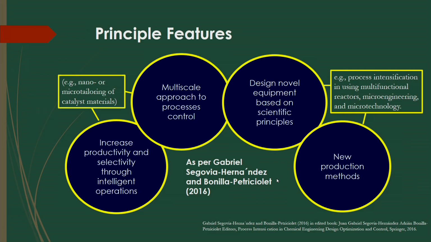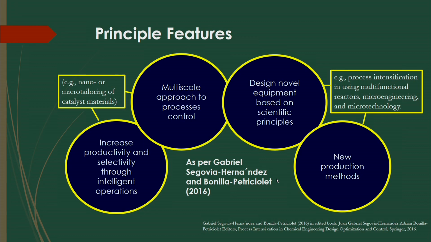Now, another important principal feature of process intensification is to increase the productivity and selectivity through intelligent operations. What are intelligent operations? In that case, you will see that sometimes some materials are developed to enhance the productivity of the process, and sometimes the process is integrated in a suitable way, so that you can increase the selectivity and the productivity of the processes.